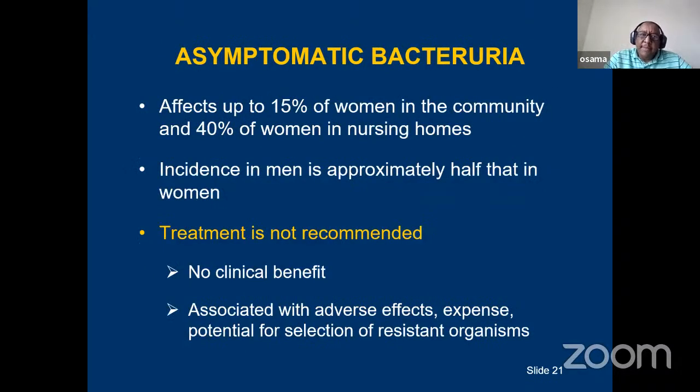Asymptomatic bacteriuria affects up to 15% of women in the community and 40% of women in nursing homes. Incidence in men is approximately half that in women. Treatment is not recommended: no clinical benefit, and it is associated with adverse effects, expense, and potential for selection of resistant organisms.